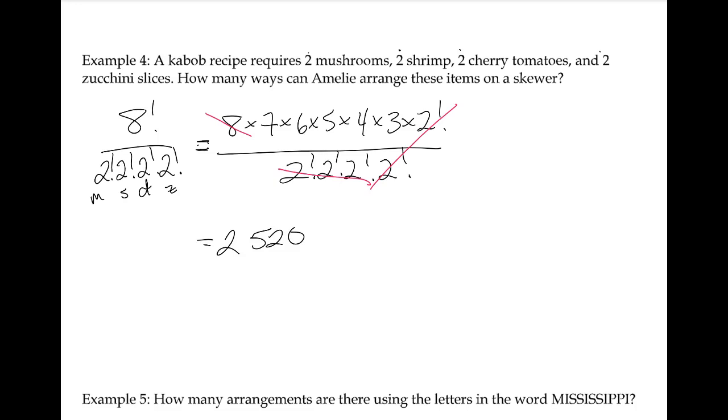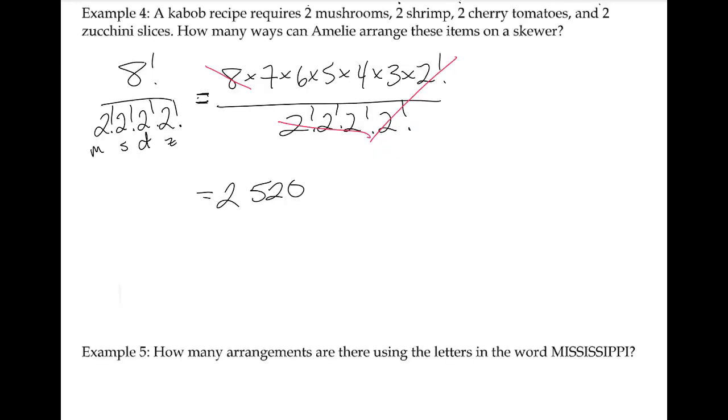So hypothetically, Amelie could arrange that many different skewers. So if she's hosting a party where she needs over 2,000 skewers, each one could still be unique.